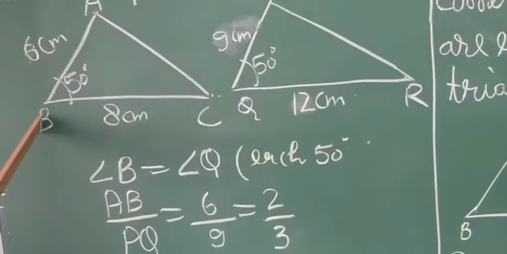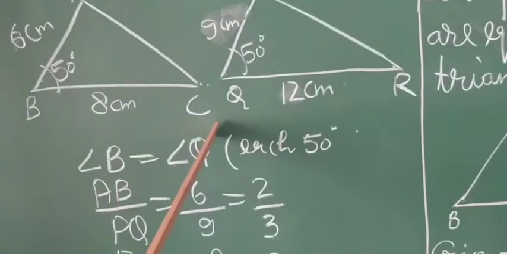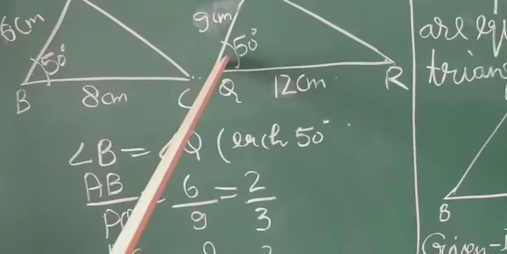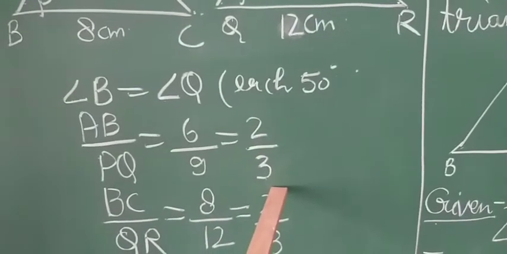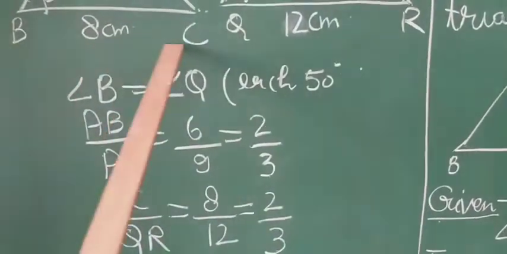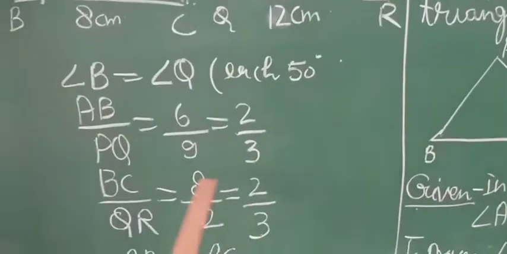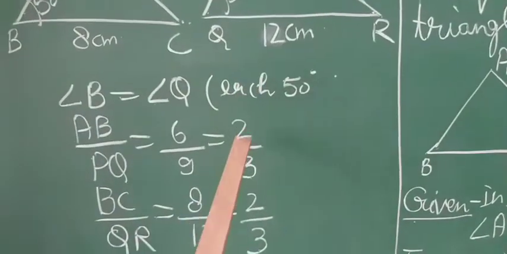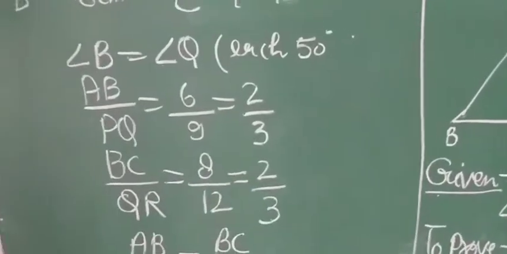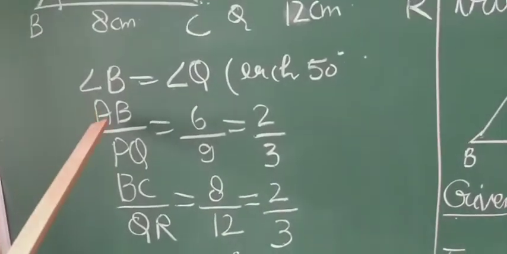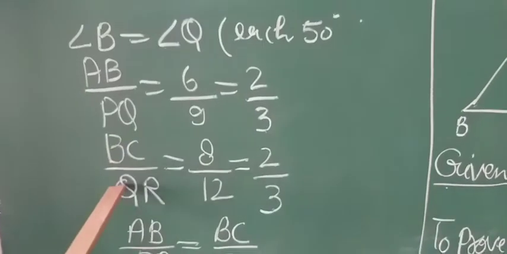Now I am going to find out AB upon PQ. AB 6 centimeter, PQ 9 centimeter. Answer is 2 upon 3. Now students, BC upon QR. BC 8 centimeter, QR 12 centimeter. Its answer is also coming 2 upon 3. So we can see AB upon PQ equals BC upon QR.